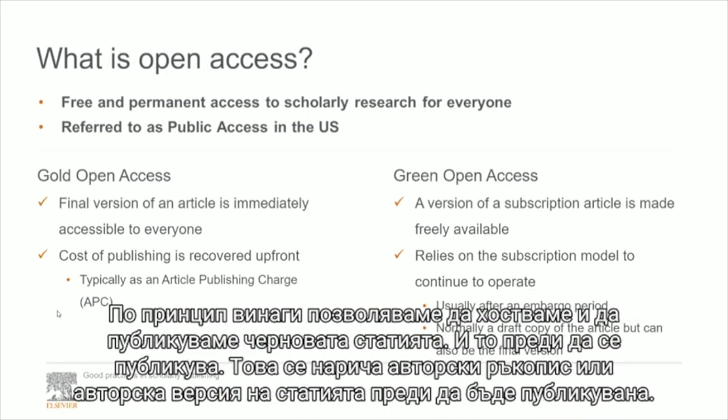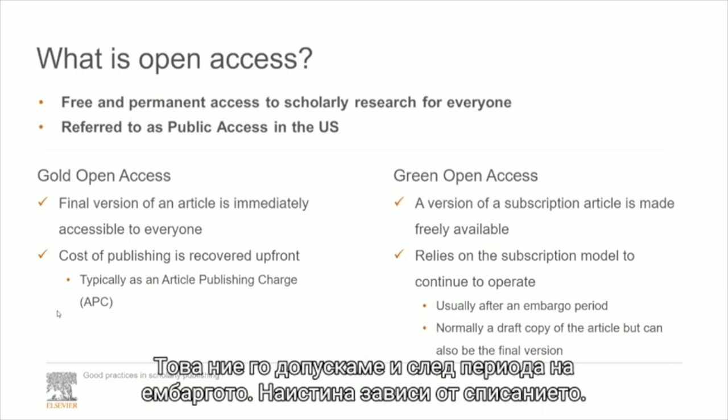Basically, we always allow authors to host and publish the draft copy of the article, before it was produced by us. This is called the author's manuscript or the author's version of the paper. That is what we usually allow to publish easily.